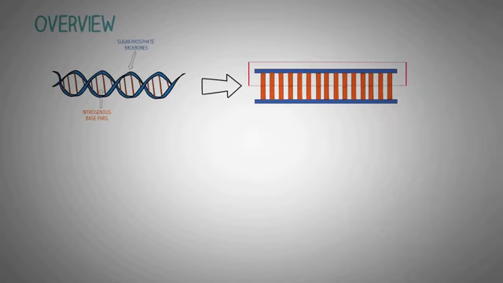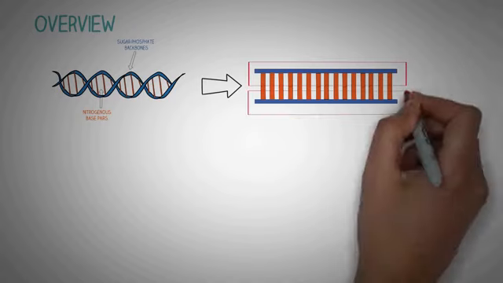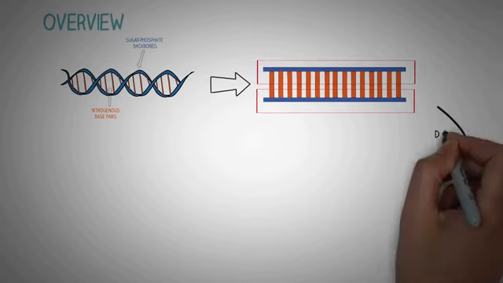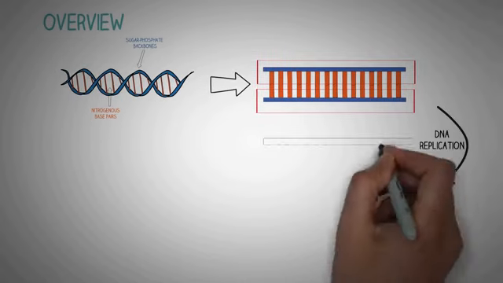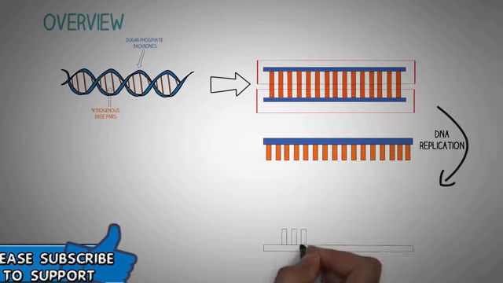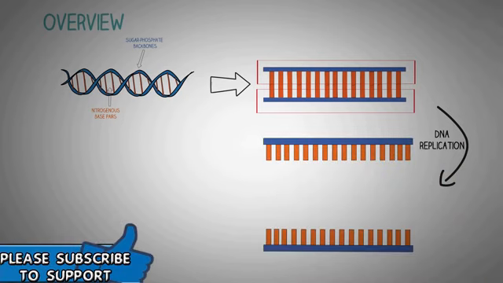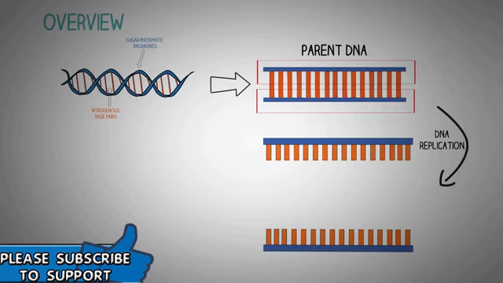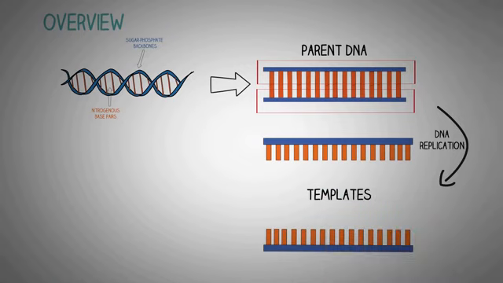In this example, you can see that the DNA consists of these two identical strands which almost run parallel to each other. Now, in the process of DNA replication, what happens is that these two strands separate. The original DNA which separates to form these two strands is called the parent DNA. And then these two strands which are separated from each other act as templates upon which new strands are copied and formed.